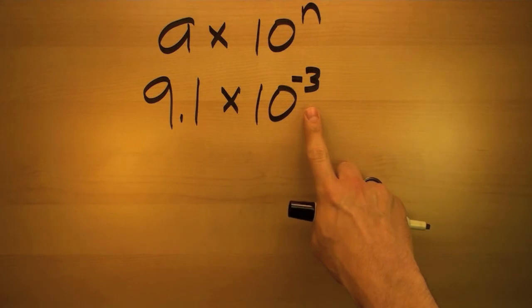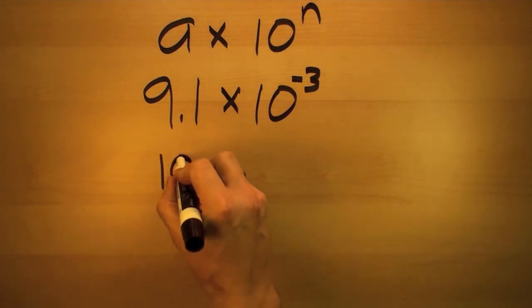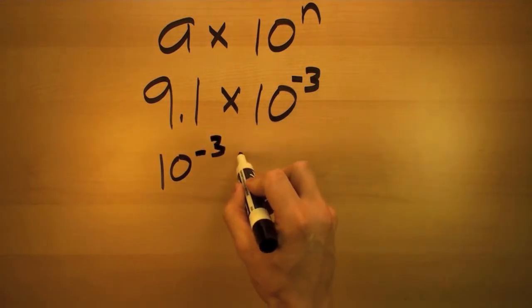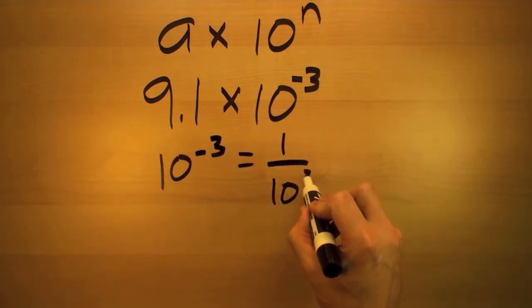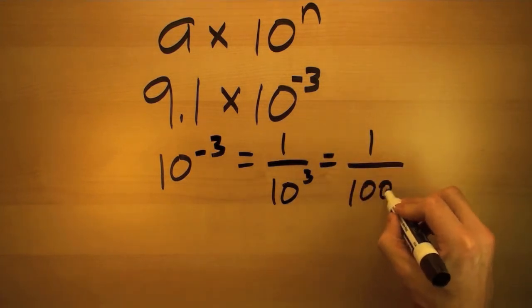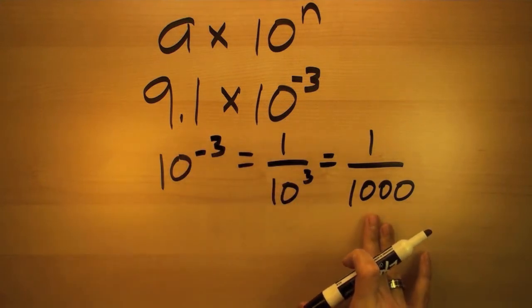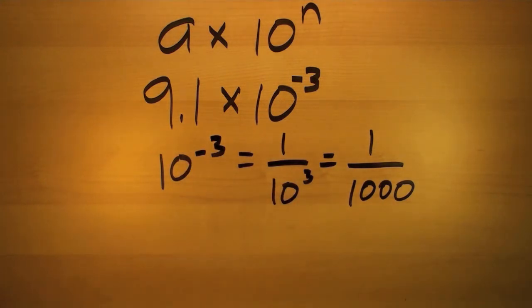Now consider 9.1 times 10 to the negative 3. Well, recall that 10 to the negative 3 is the same as 1 over 10 cubed, so this would be like 1 over 1,000. So 9.1 times 1 over 1,000 is actually a very small number. Keep in mind, each time we multiply 9.1 times a power of 10, we're moving that decimal place.